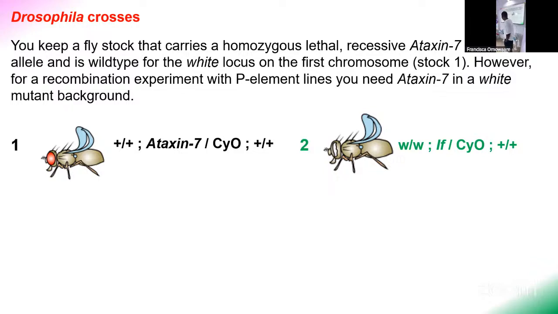So you know that phenotype is matching up with the genotype. So we call this genotype. So now, however, for recombination experiments, why would you want to do a recombination experiment?